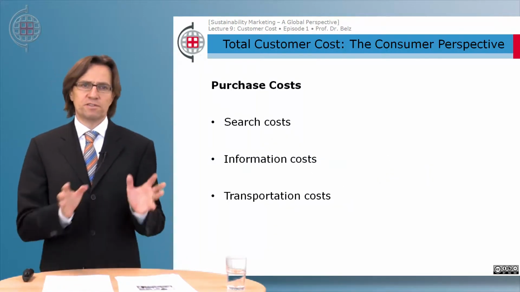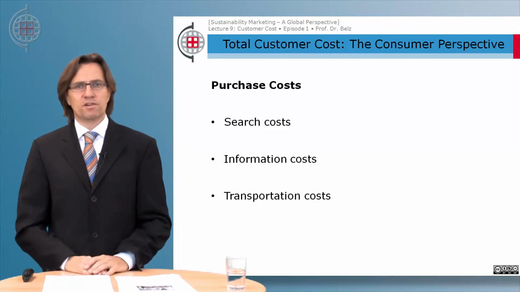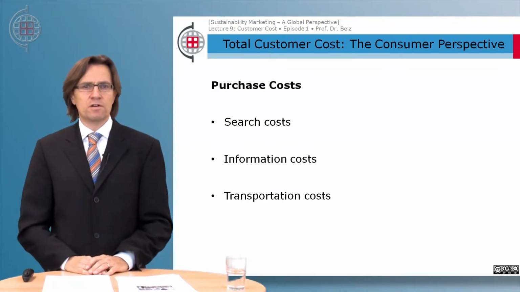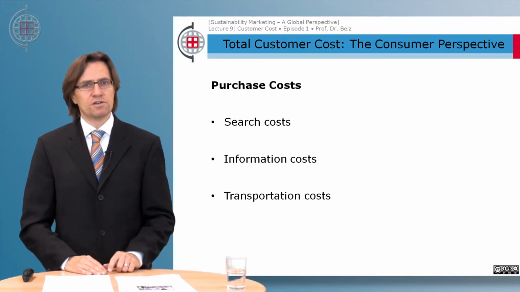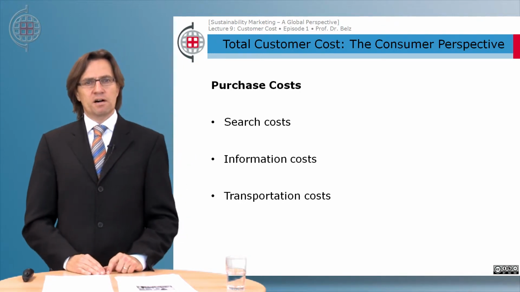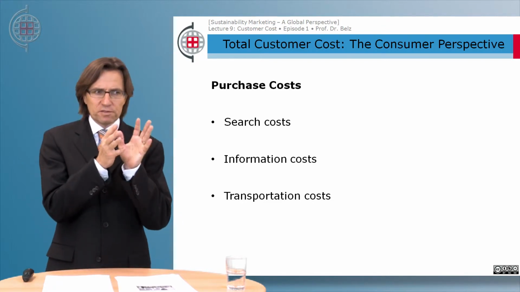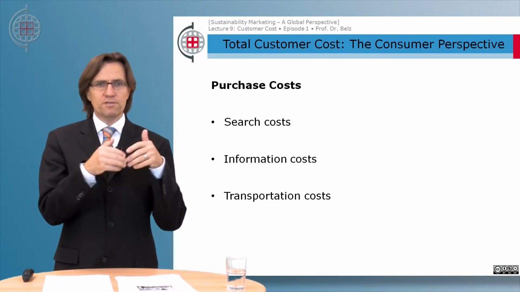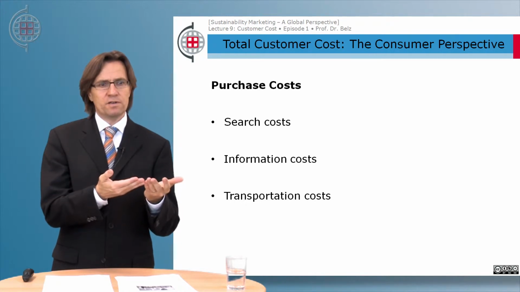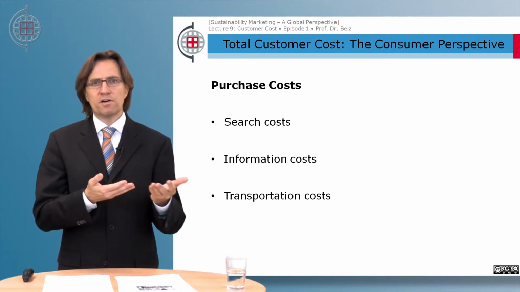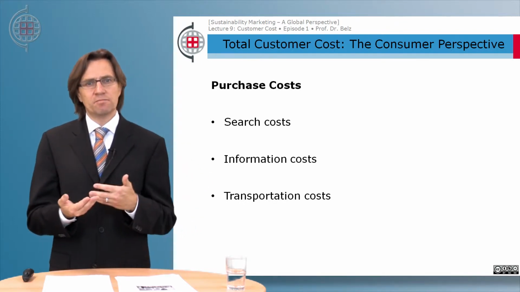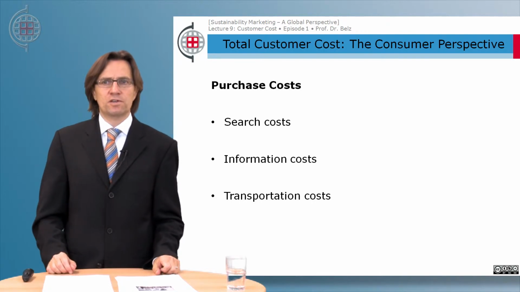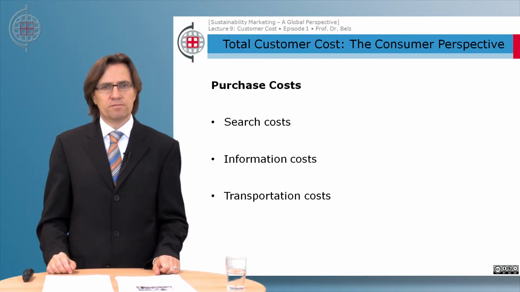Well, first of all, besides the price, there are purchase costs. There are different kinds of purchase cost, both in monetary and non-monetary terms. First of all, there are the search costs. These are the costs you need to search for a specific kind of product. If a product is new, if you have to find out about the social and ecological attributes, you have to search for it. You need time. So, in economic terms, you have costs as a customer.